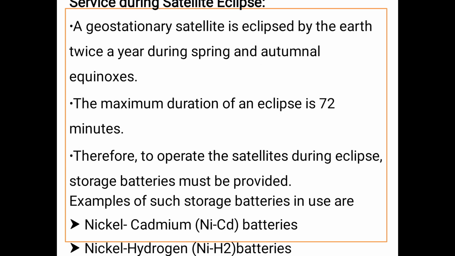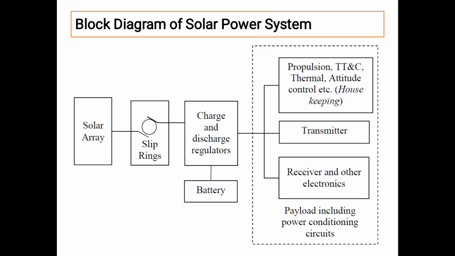Service during satellite eclipse. A geostationary satellite is eclipsed by the Earth twice a year, during spring and autumn equinoxes. The maximum duration of the eclipse is 72 minutes. Therefore, to operate the satellite during eclipse, storage batteries must be provided. Examples of storage batteries in use are nickel cadmium batteries and nickel hydrogen batteries.